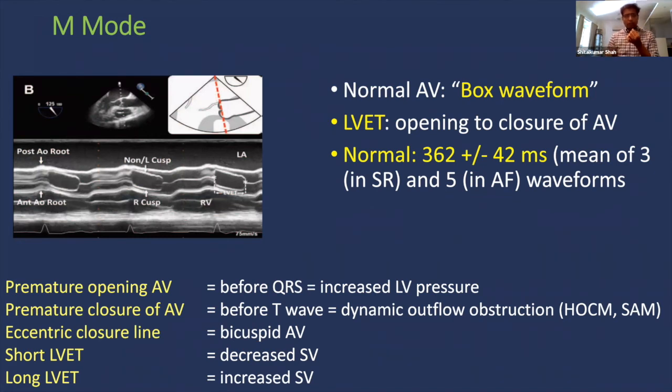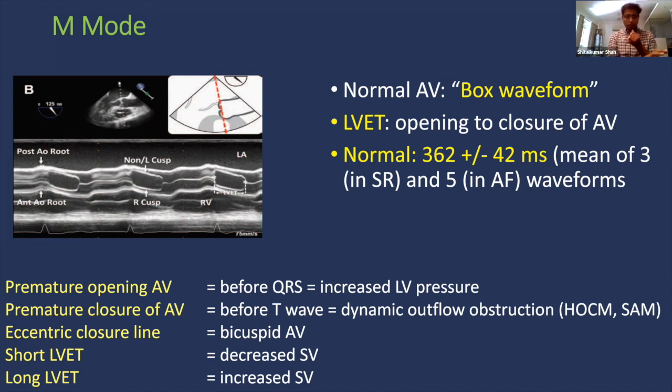The last slide is about the M mode application. Because of a high temporal resolution, you can apply M mode across the aortic valve in a mid-esophageal aortic valve long axis view, which gives you a box appearance. The opening to closure of the aortic valve is the LV ejection time. It's an independent indicator of systolic function, and the normal is 362 plus minus 42 milliseconds.